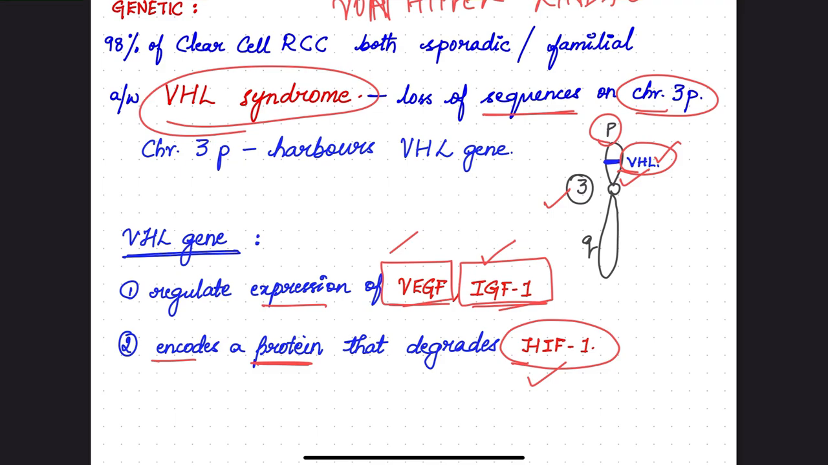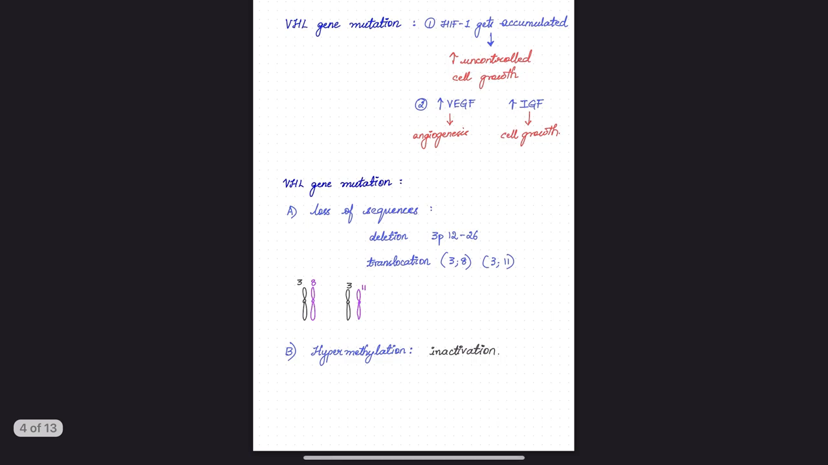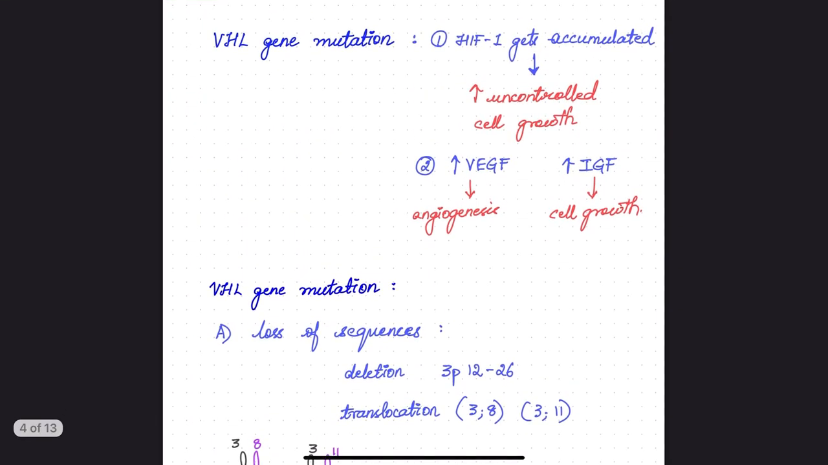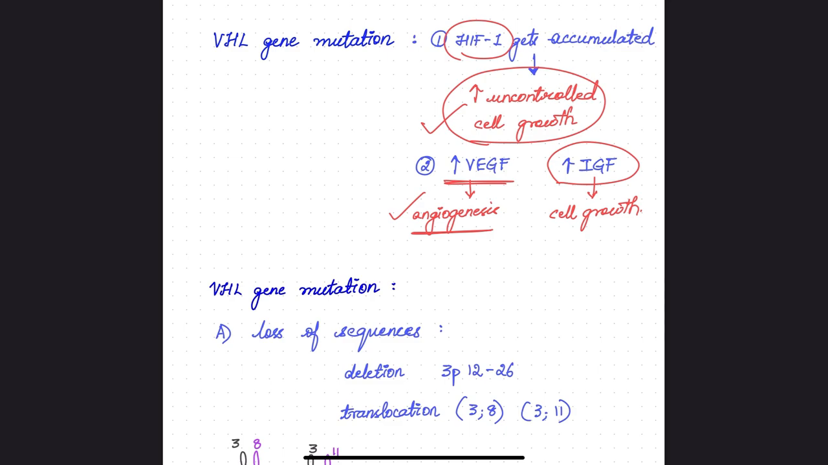When this VHL gene is mutated, it leads to accumulation of HIF1, because the normal function of the VHL gene is to encode a protein that causes degradation of HIF1. When this gene itself is mutated, HIF1 gets accumulated. This HIF1 leads to uncontrolled cell growth that leads to cancer, and they also overexpress VEGF, the vascular endothelial growth factor, that promotes angiogenesis to support cancer development, and increases the expression of IGF, the insulin-like growth factor, that promotes cell growth. All these factors contribute to uncontrolled cell growth.